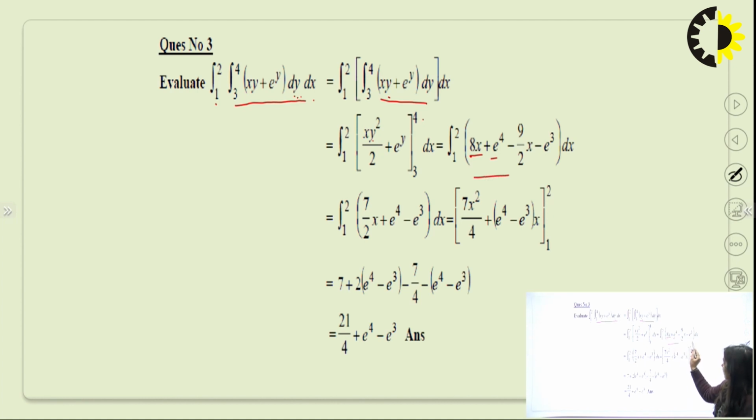Now we will integrate this function with respect to x. So the integration of 7 by 2 x is equal to 7x square by 4, and the integration of e power 4 minus e power 3 is equal to (e power 4 minus e power 3) into x, because this is a constant term and this is also a constant term. Now we will put the limits. First put the upper limit x equals 2 here and here, so it will be 7 plus 2(e power 4 minus e power 3). Now minus, put x equals 1, so 7 by 4 and minus (e power 4 minus e power 3). So this is the answer.